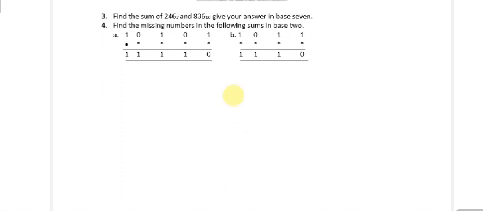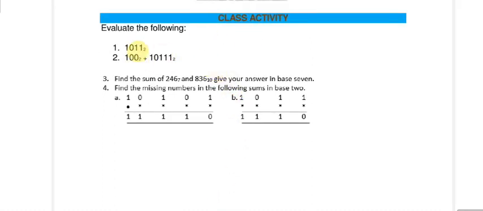So these are activities for you to do. Evaluate the following. Okay, there's something wrong with this one, so you leave this. So you have to add this, then you work this out also. So you find the value of the asterisk in all of this.